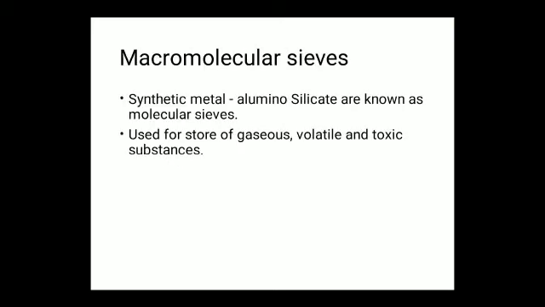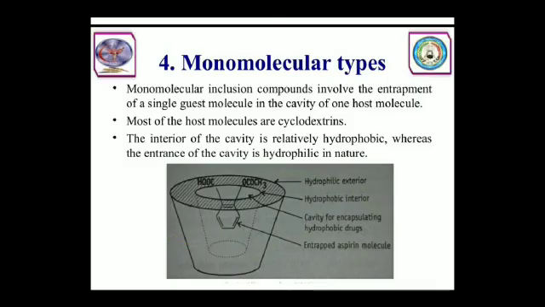Molecular sieves. Synthetic metal aluminosilicates are also called molecular sieves. These are used to store gases, volatile and toxic substances as clathrates. The guest molecule can later be removed by a simple physical process. The fourth type is the monomolecular type. These monomolecular inclusion compounds involve the entrapment of a guest molecule in the cavity of a single host molecule.